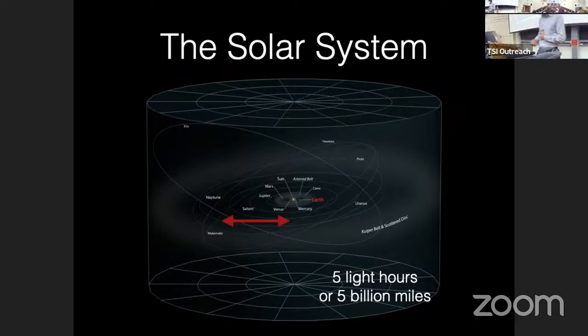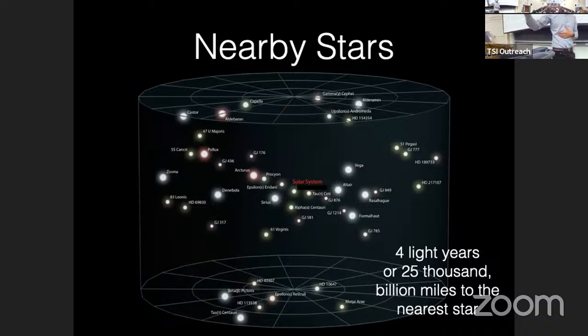The sun's not the only star. We've got nearby stars, and the closest stars are maybe like 4 light years away. That's 25,000 billion miles to the nearest stars. So much, much bigger.